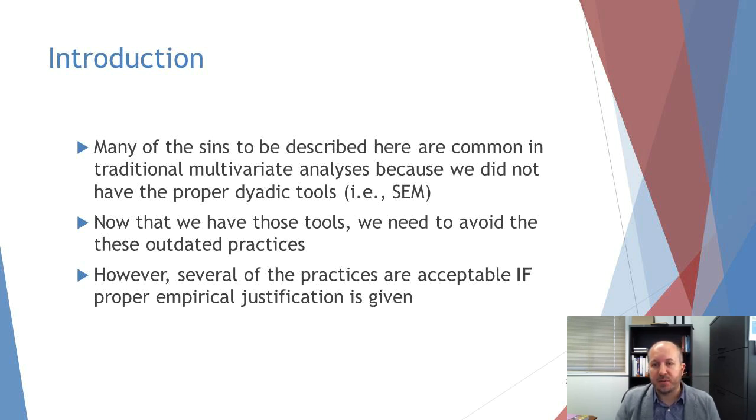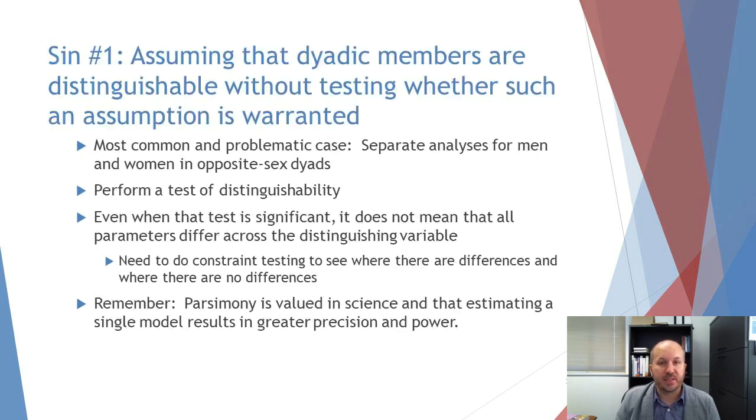One last caveat is that while some of these are considered sins or weaknesses and drawbacks and introduce a lot of bias if you do not do these, some of these are okay if there's proper justification, and what I mean by that is empirical justification, so that there's been proper preliminary analyses done to show that this would not be a problem in the analysis. However, most commonly, this is not done in journal articles in the past. So now for the 7 deadly sins.